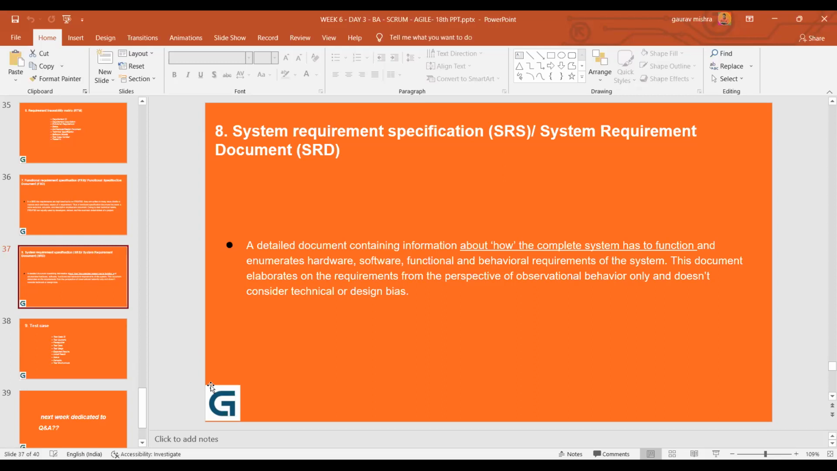Though it has more of the functional and technical side, it does not include the technical. That means I will not write that I will use this Microsoft version, or this software, or this technology. That is not mentioned, but it is mentioned what this application or product is supposed to do.